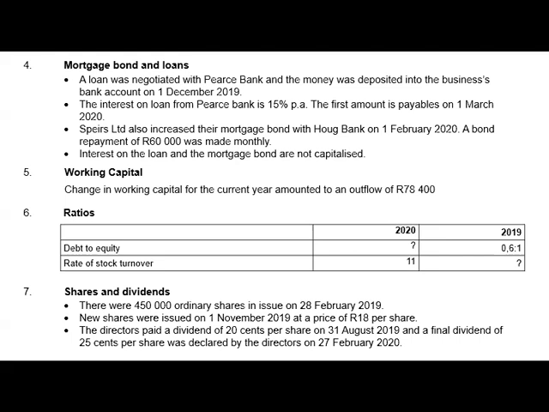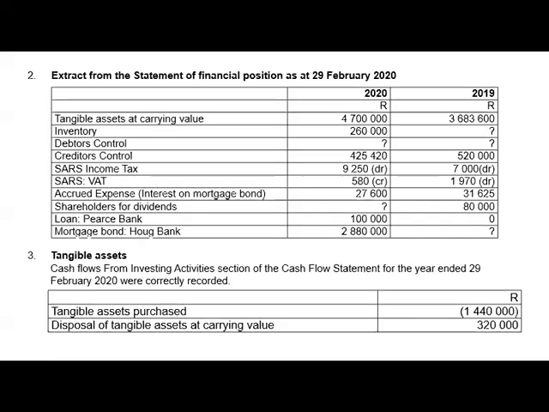And according to the ratios that they gave us, debt to equity will not help us. However, they also gave us a rate of stock turnover, which is stock turnover rate. And for 2020, it's 11. And using the formula, you should be able to calculate the value of your inventory for 2019. All right. That's why I had to do those ratios just to refresh your mind and enable you to answer this specific question. Try it out.